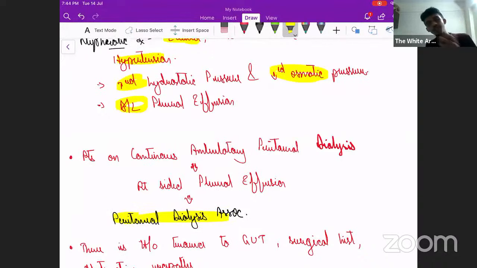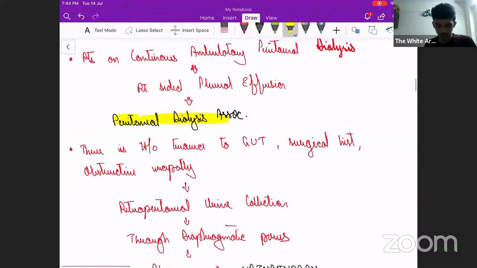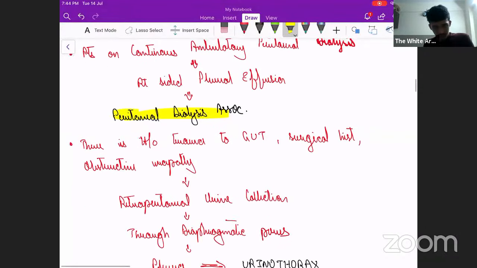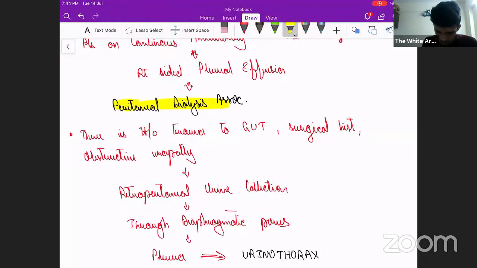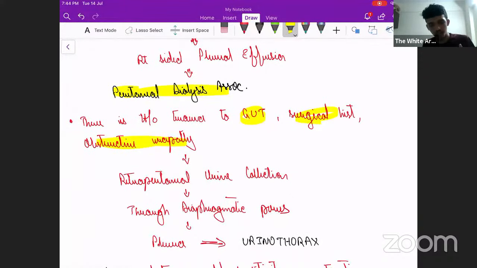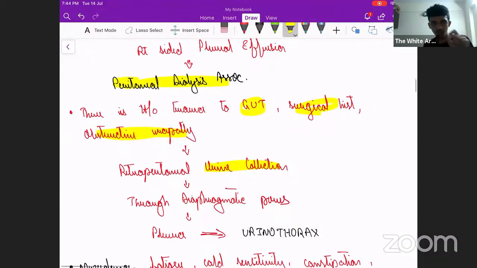Okay, this also will be right-sided, because usually it will be right-sided through the pleuroperitoneal communication. Next, if there is history of trauma to the genitourinary tract, or any prior surgical history to the genitourinary tract, or something like prostatomegaly, in all those conditions, retroperitoneal urine collection can take place. This retroperitoneal urine seeps through the diaphragm and presents in the pleura as pleural effusion. That is what we call urinothorax.